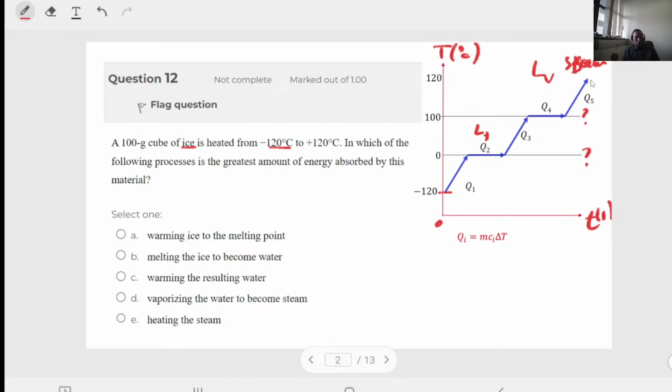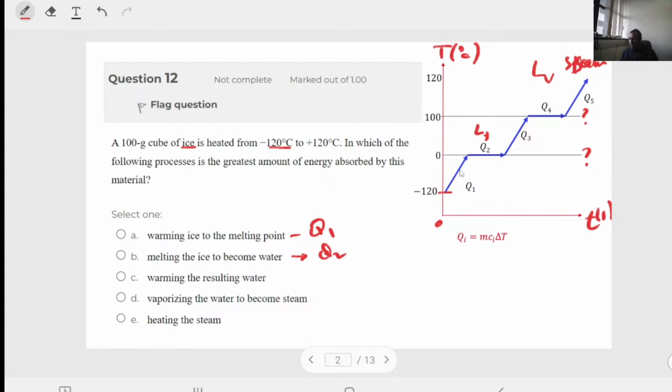And then, if you don't know, how do you even start? Warming ice to the melting point. For example, the question says warming ice to the melting point. Basically, warming ice to the melting point is Q1. I could write this one as Q1. Melting the ice to become water. This is Q2.